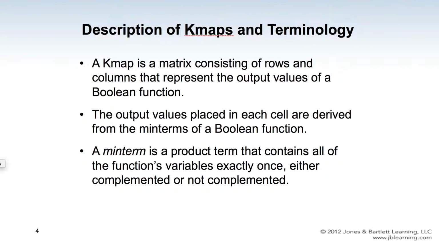So basically, a Kmap is a matrix consisting of rows and columns that represent the output values of a Boolean function. The output values placed in each cell are derived from the minterms of a Boolean function. A minterm is a product term that contains all of the function variables exactly once, either complemented or not complemented. We'll give an example in a minute.